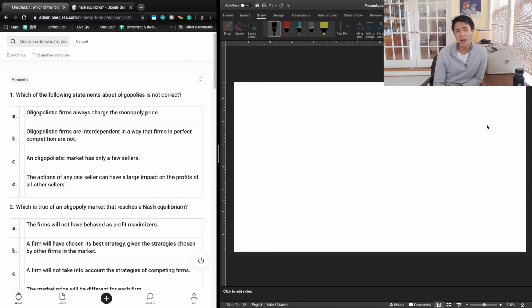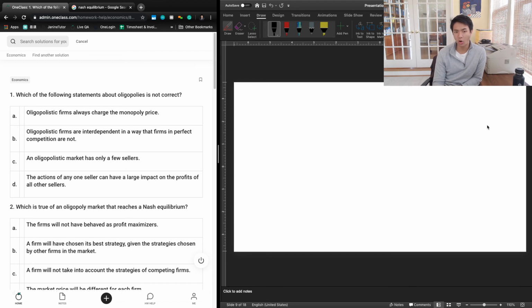And so that's going to be the main way we think about oligopolies. And so the first answer choice is oligopolistic firms always charge the monopoly price. B says oligopolistic firms are interdependent in a way that firms in perfect competition are not. C says an oligopolistic market has only a few sellers. And D says the action of any one seller can have a large impact on the profits of all other sellers. So let's break this down one by one. So A, oligopolistic firms always charge a monopoly price. And so that is not correct, which would make this the correct answer, right?